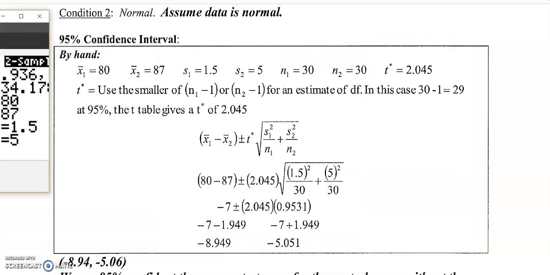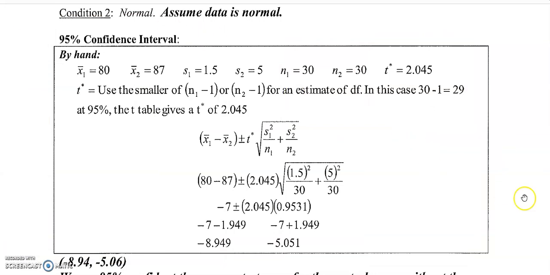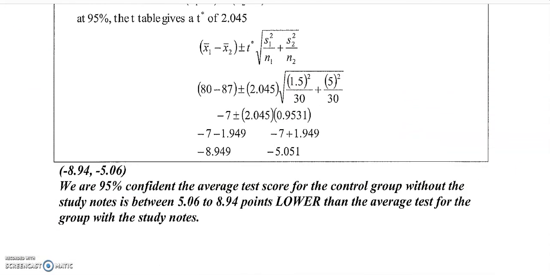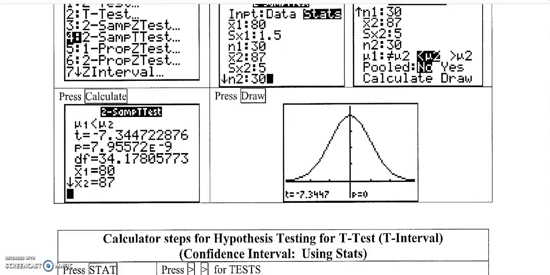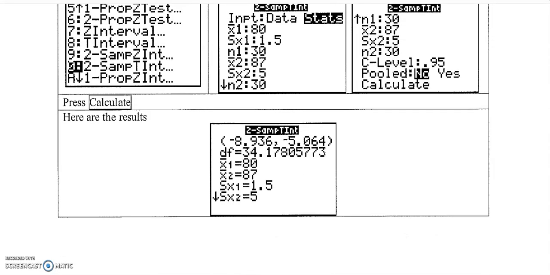So remember, what do the negatives mean? When we write this sentence, we're going to interpret what they mean. So we are 95% confident the average test score for the control group without the study notes is between 5.06 to 8.94 points lower. So we're interpreting the negatives. We don't put the negative in the interpretation. The negatives mean lower than the average test for the group with the study notes. So if you do not have the study notes, your test will be lower, and it's going to be lower by 5.06 to 8.94 points. And then you have all of the step-by-step calculator instructions in the review. Thank you.